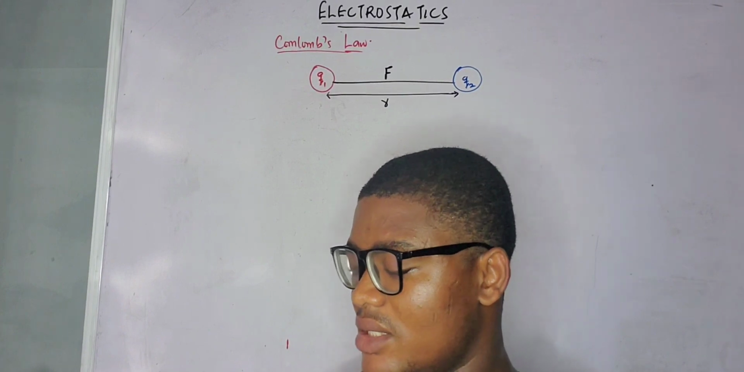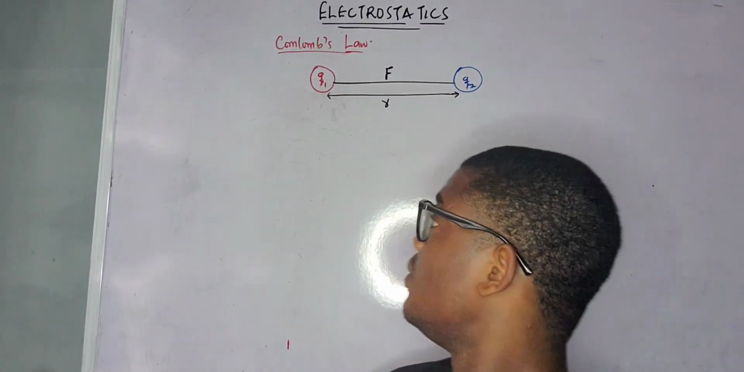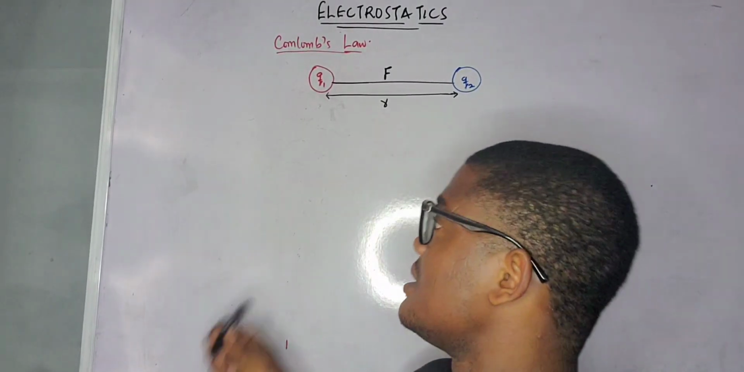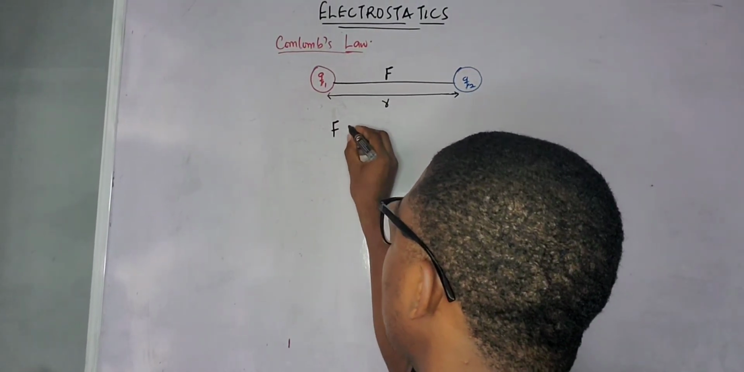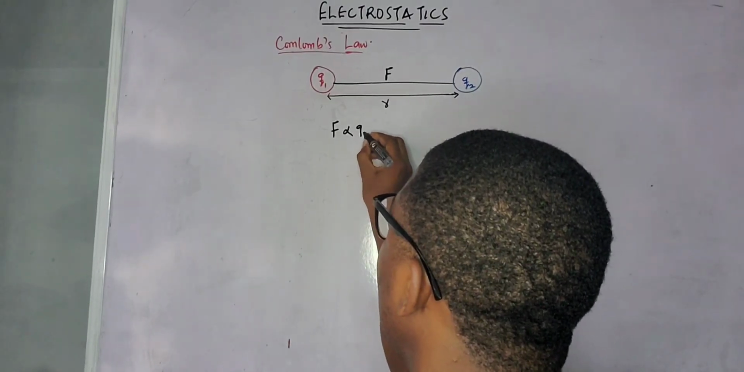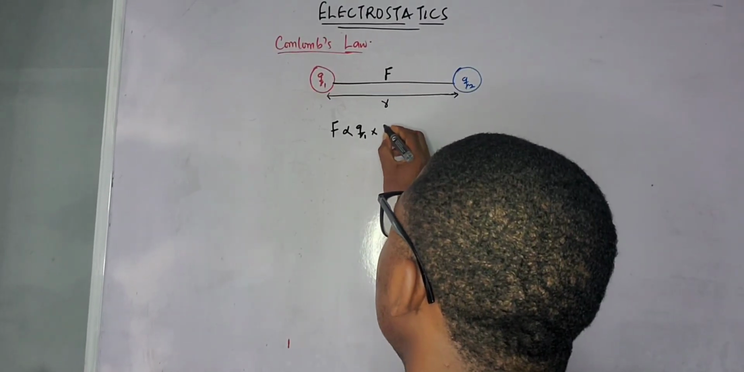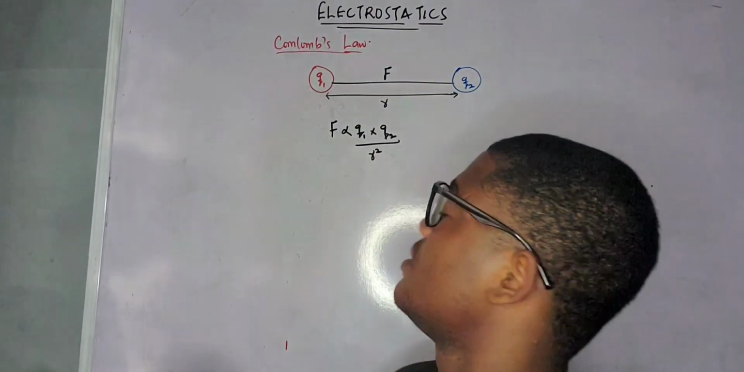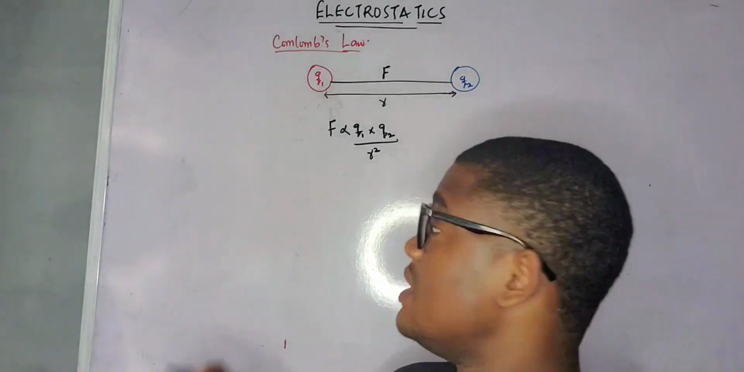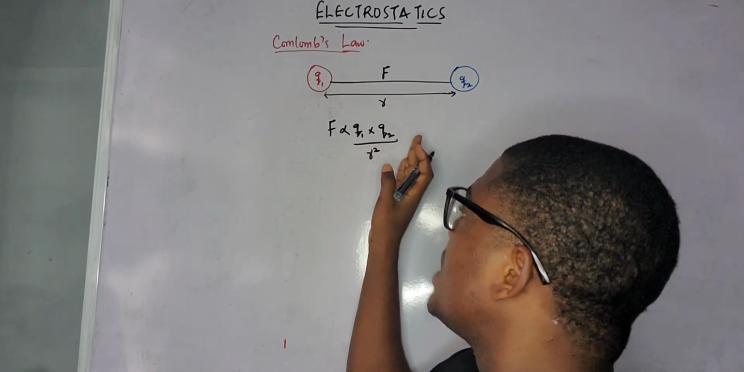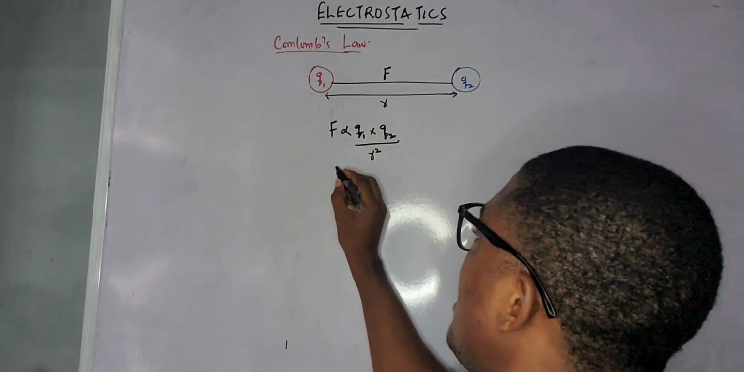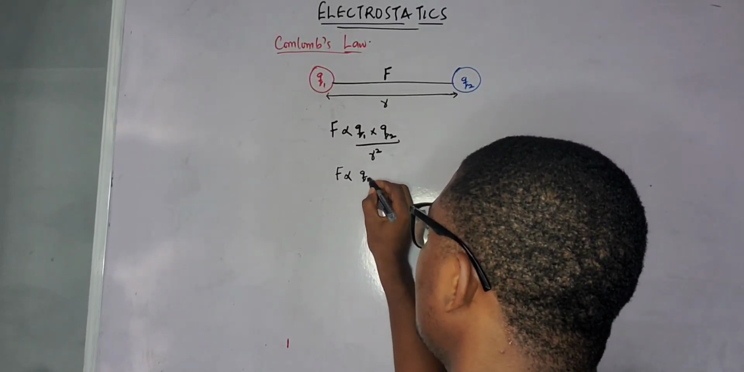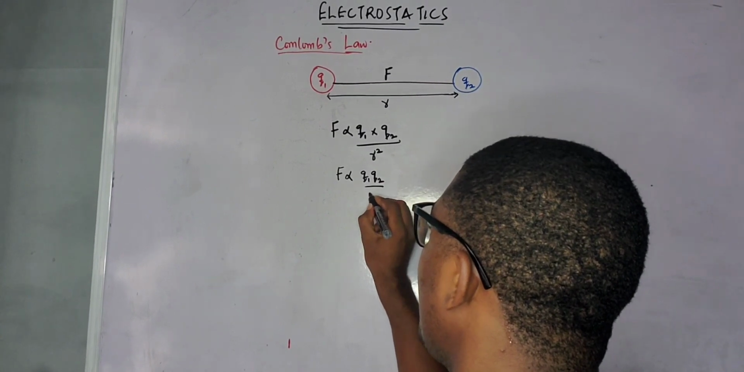So now the man states that the electric force is directly proportional. When you say something is directly proportional, that is F is directly proportional to the product of Q1 times Q2, and inversely proportional to the square of the distance. So let me put it this way. F is directly proportional to Q1 times Q2 over R squared. So we're going to say F is directly proportional to Q1 Q2 over R squared.